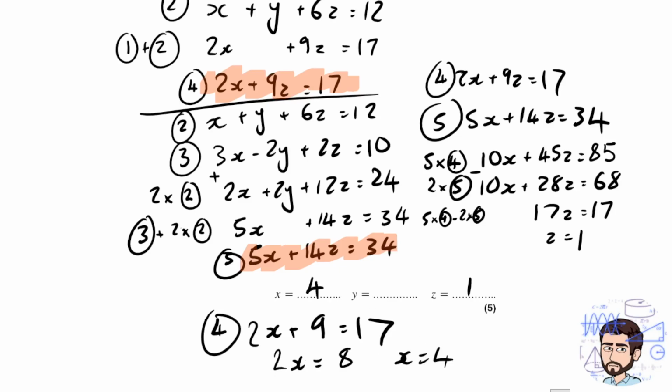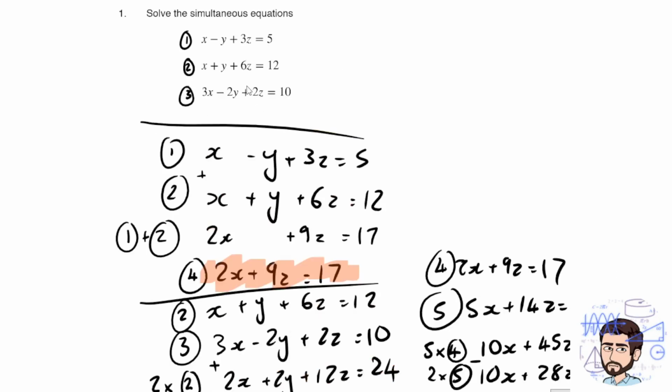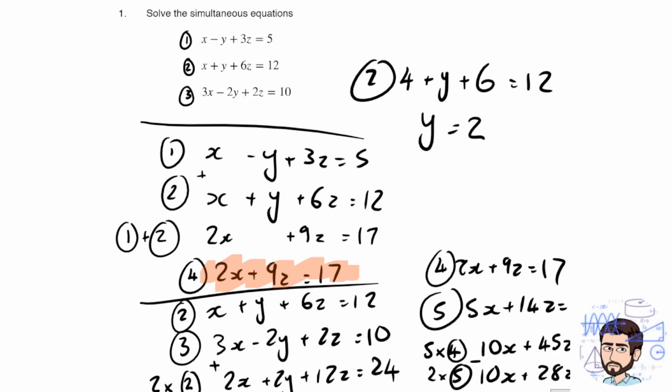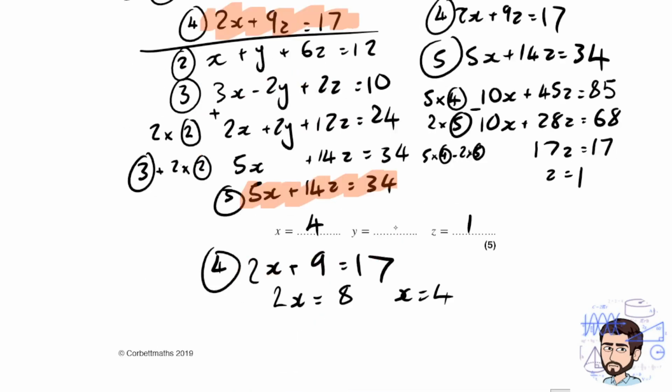And then once I know both of those, I can go back to one of the original equations to work out what y is. So from the second equation, you can use any of them, it doesn't matter, you'll get the same answer. X is 4 plus y plus z, which is 1, so 6 lots of z is 6, is equal to 12. So y is equal to 2. So x is 4, y is 2, and z is 1.